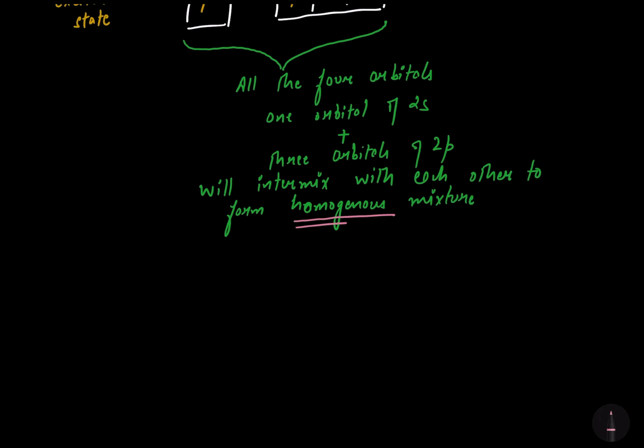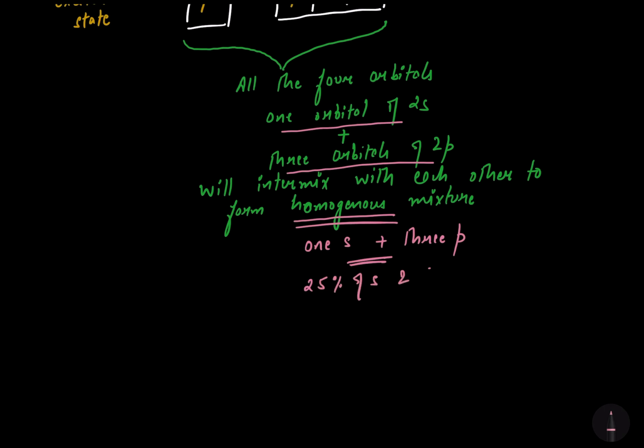In this homogeneous mixture, there is a mixing of 1 orbital of 2s and 3 orbitals of 2p. That means in this homogeneous mixture, we are having 1 s orbital and 3 p orbitals. That means in this homogeneous mixture, we are having 25% of s and 75% of p character.